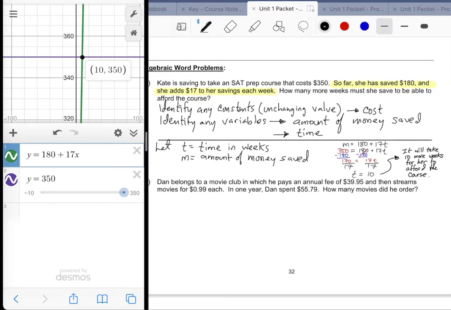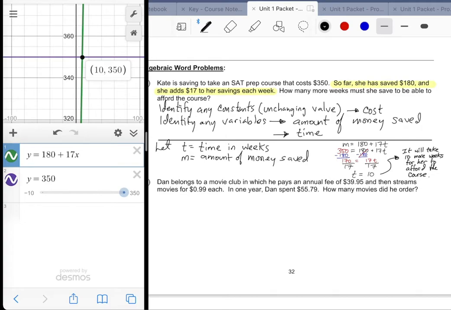All right, Dan belongs to a movie club in which he pays an annual fee of $39.95 and then streams movies for 99 cents each. In 1 year, Dan spent $55.79. How many movies did he order? All right, so it's kind of a dated question. I don't know too many businesses that follow this model anymore, but it is what it is.